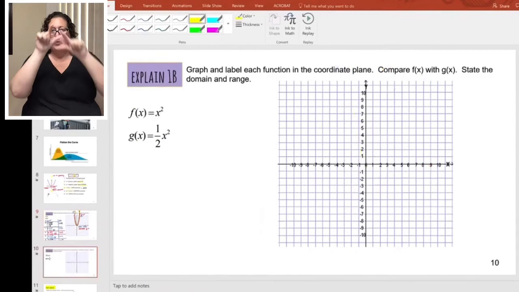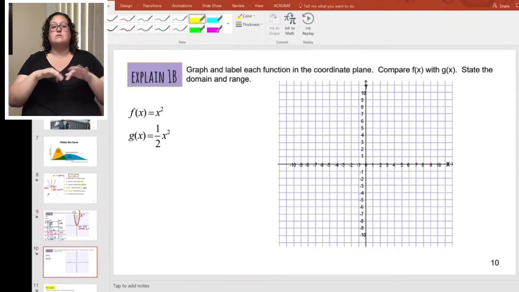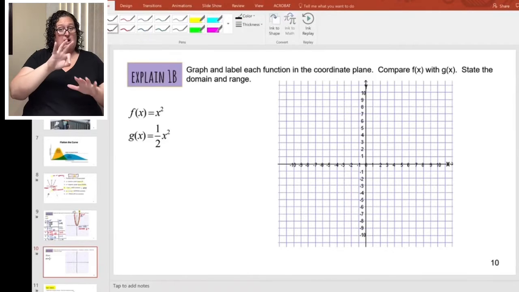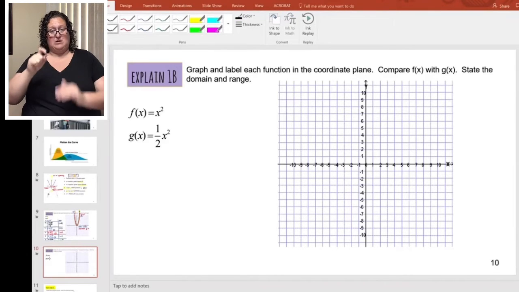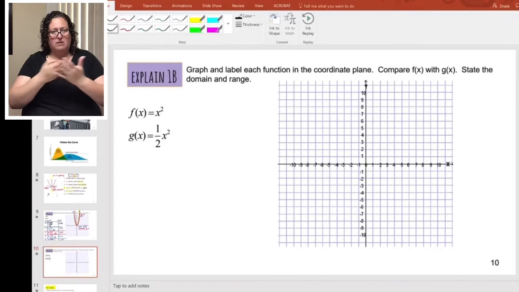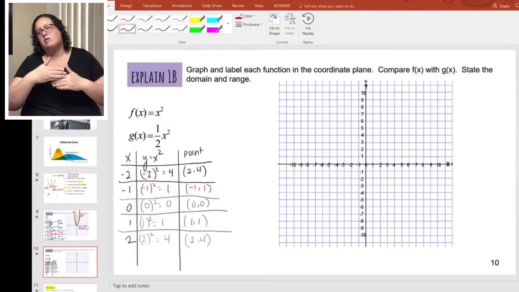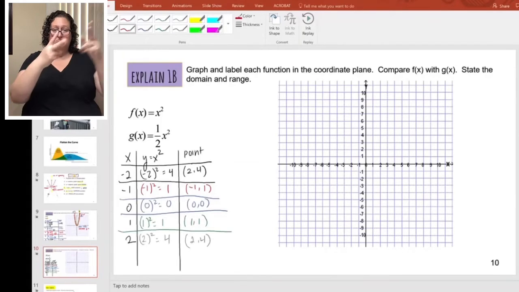Explain 1b. It says graph and label the function in the coordinate plane, compare f of x with g of x, state the domain and range. We graphed f of x equals x squared earlier. I'll go ahead and recreate the table again. If you don't want to do this, then you can go ahead and skip this step and just look at the previous graph. Take those points and plot them.